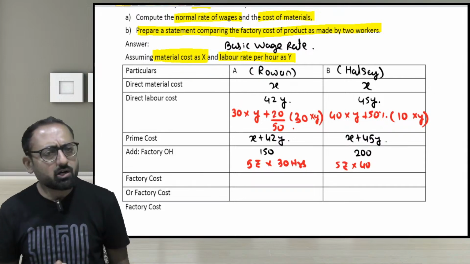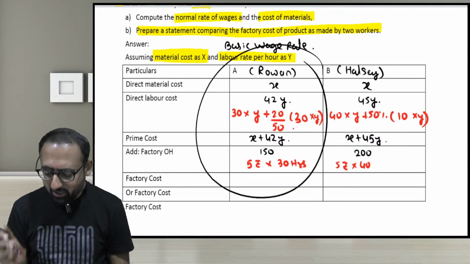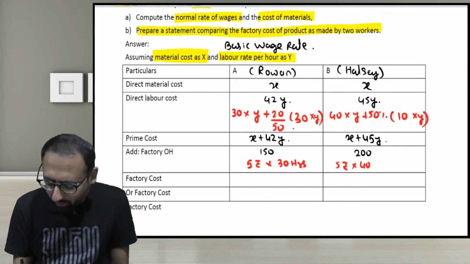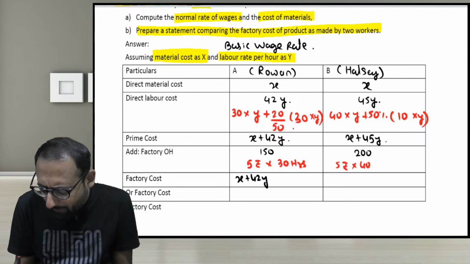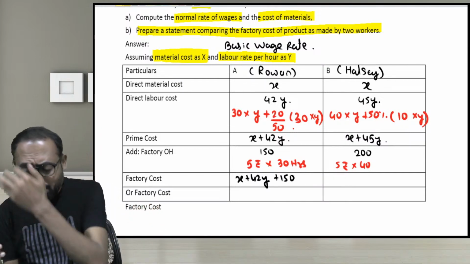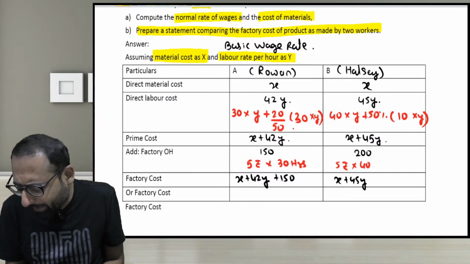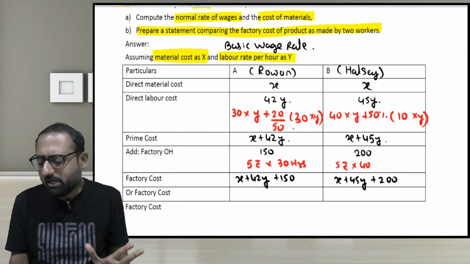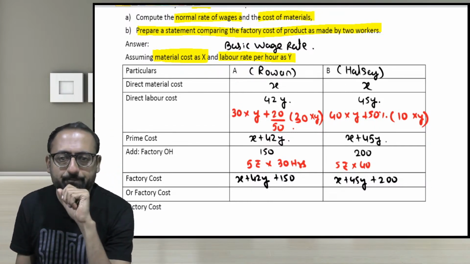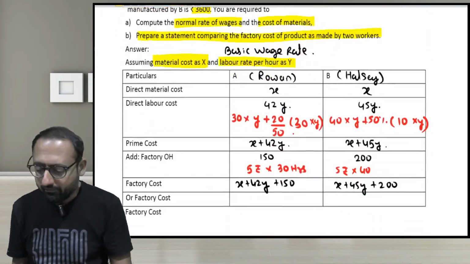Now, what will be the factory cost? Just add this and you will get the factory cost. Prime cost plus factory overhead is equal to factory cost. X plus 42Y plus 150 is your factory cost. In the second scenario, factory cost will be X plus 45Y as your prime cost plus 200 as your overhead. But in the question, factory cost is already given. How much is your factory cost for A? 3490.